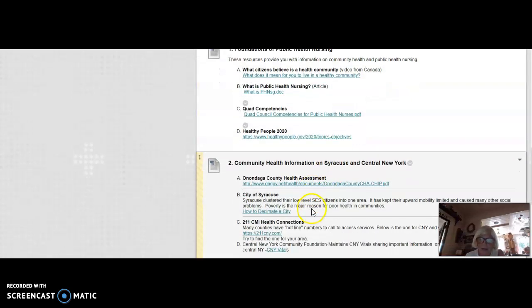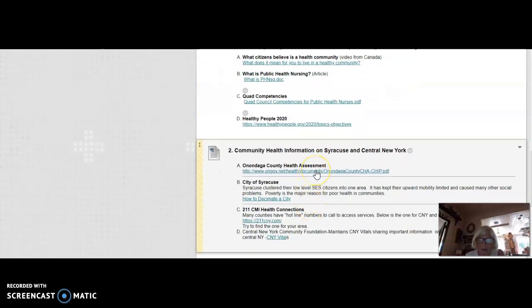And then, as I said, here's the Onondaga County's assessment. Hundreds and hundreds of pages. You don't want to download it, but you do want to maybe put it as a favorite while you're taking this course, and go through the table of contents, and that can kind of narrow down where your group wants to select an at-risk population.